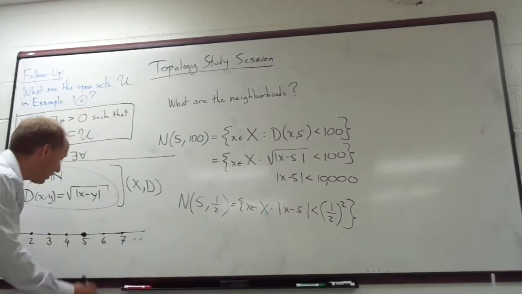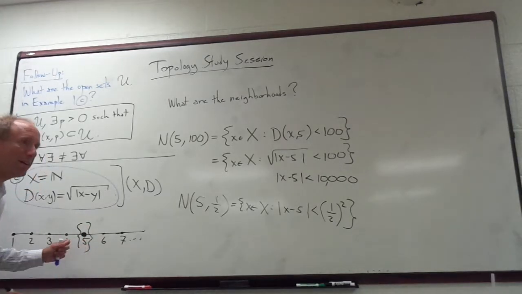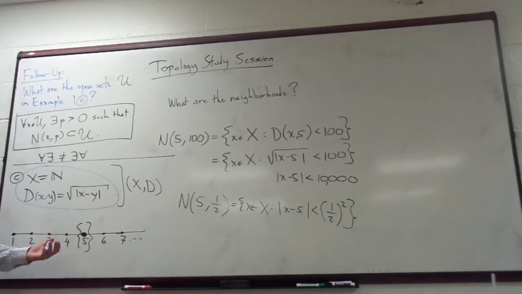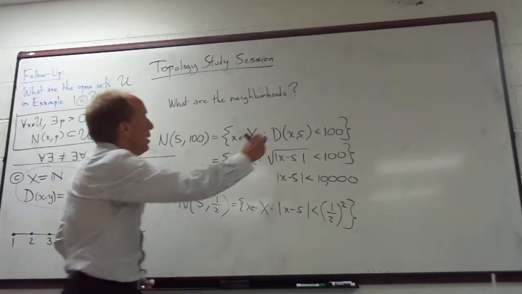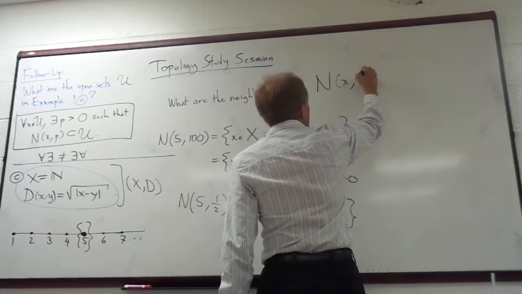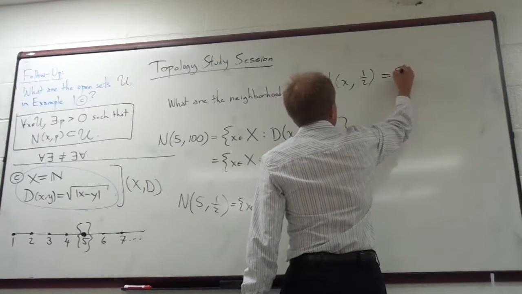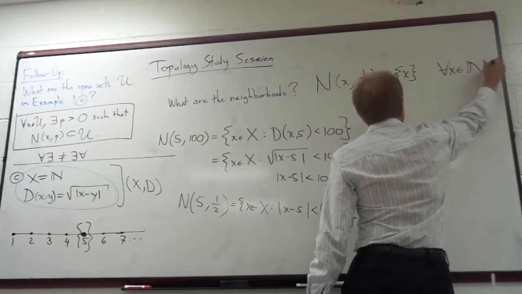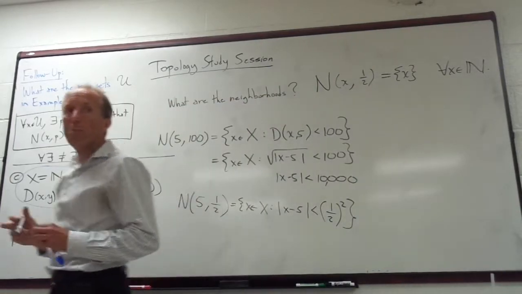Just 5, right? In other words, guys, this is the key observation. Every singleton is open. Every singleton is a neighborhood, right? So in other words, the neighborhood around any x of radius, we can just take 1/2, is just x itself. This would be for all natural numbers x. Every singleton is open.